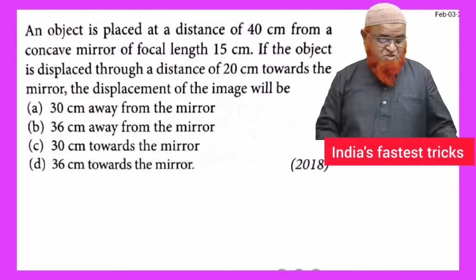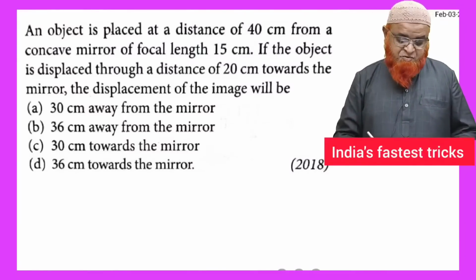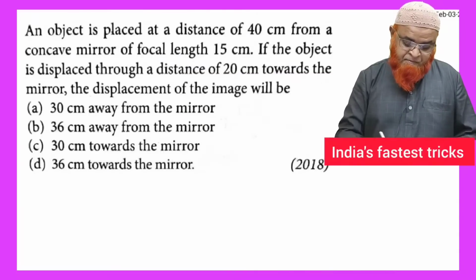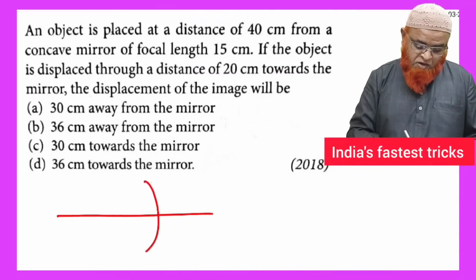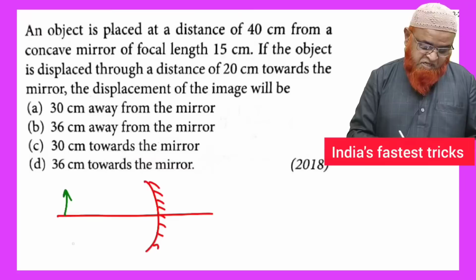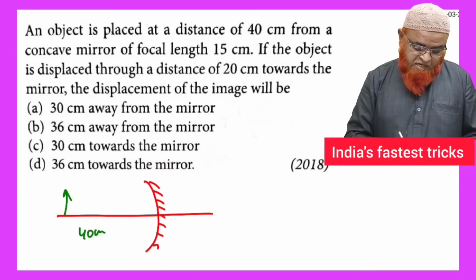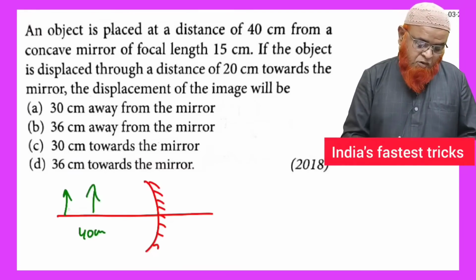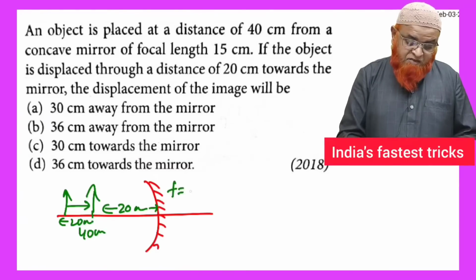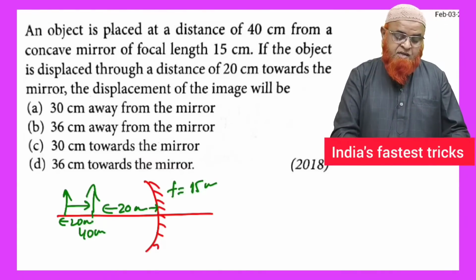Let us go ahead with an amazing shortcut here. In this problem, there is a concave mirror. You have kept an object at 40 centimeters, and now the object is shifted towards the mirror to 20 centimeters, so the remaining distance is 20 centimeters. The focal length of the mirror is given as 15 centimeters.